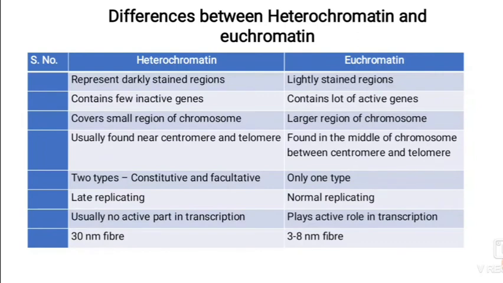Let's see the difference between heterochromatin and euchromatin. Heterochromatin regions are darkly stained, while euchromatin regions are lightly stained structures. Heterochromatin contains few active genes, while euchromatin contains a lot of active genes. Heterochromatin is usually found near the centromere and telomere, while euchromatin is found in the middle of the chromosome between the centromere and telomere. Heterochromatin is further divided into constitutive and facultative, but euchromatin is only one single type.